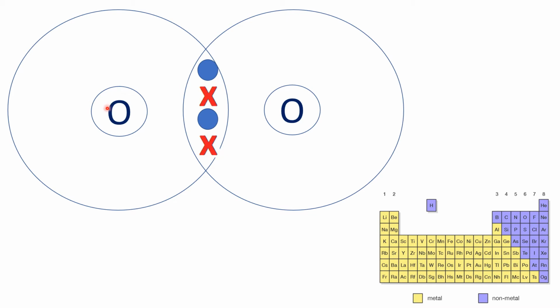If I consider this oxygen here, it's got 2 of its own, 1, 2. It should have 6, so it needs 4 more, doesn't it? So let's put those in. 3, 4, 5, 6. So it should have 1, 2, 3, 4, 5, 6 electrons of its own.